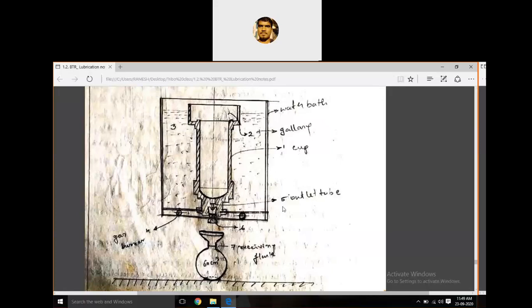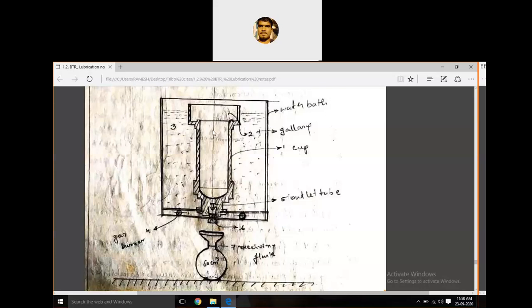This is the outlet tube, and this is a receiving flask of 60 cubic centimeters. The sixth one is called a plugger. Just plug it so that the fluid won't flow, and fill the entire fluid into this cup.